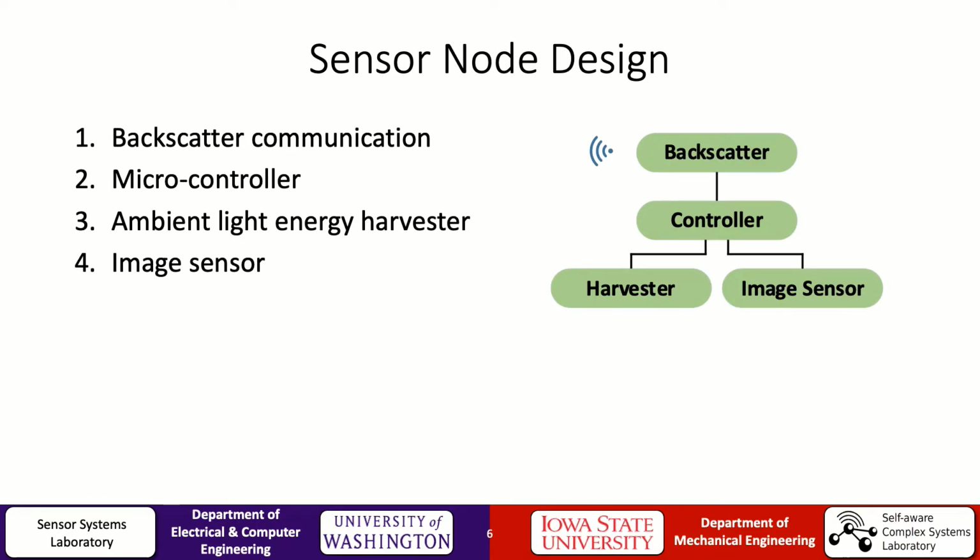Here is the block diagram of our sensor node. Our image sensor has four main sections. First, a backscatter communication block to transmit the images to the hub. Second, a microcontroller to handle the operation of the image sensor. Third, a harvester to collect energy for the camera's operation. And fourth, a low-power image sensor to capture low-resolution images.